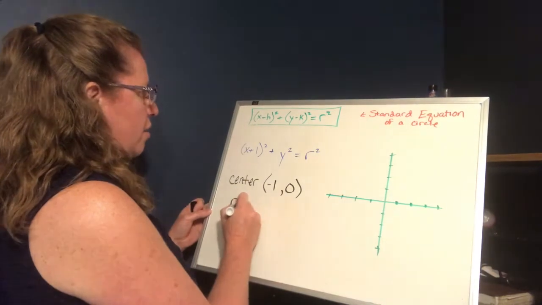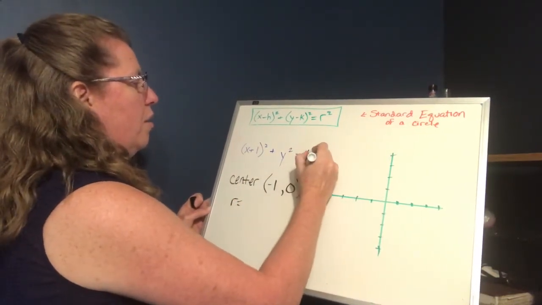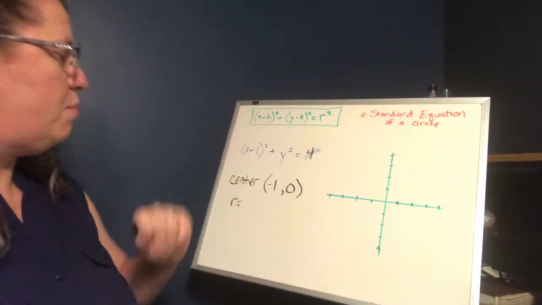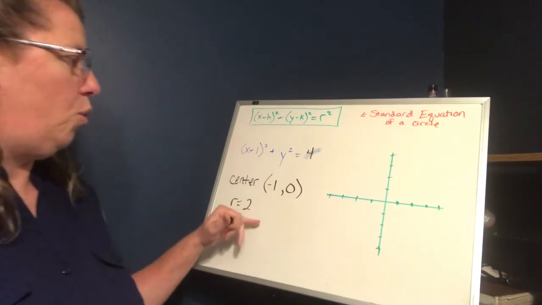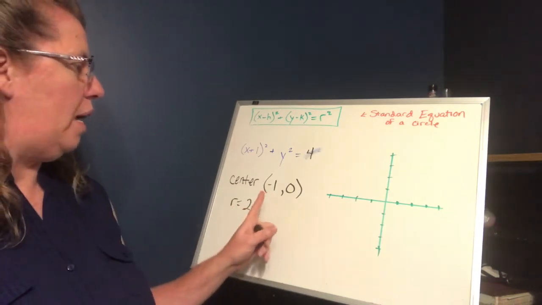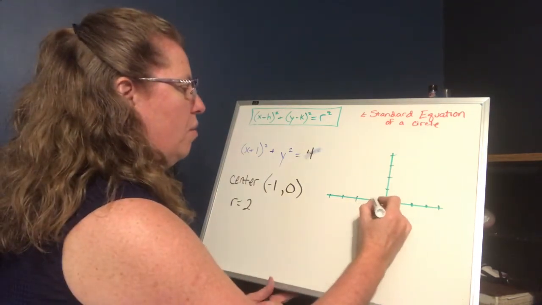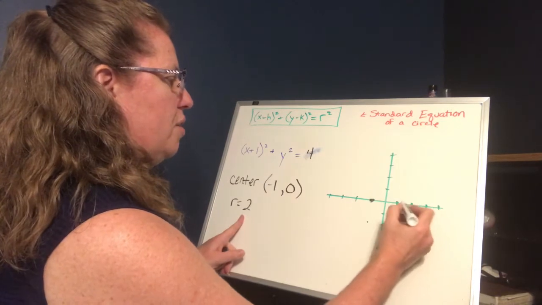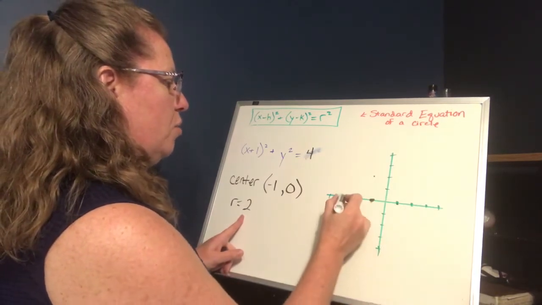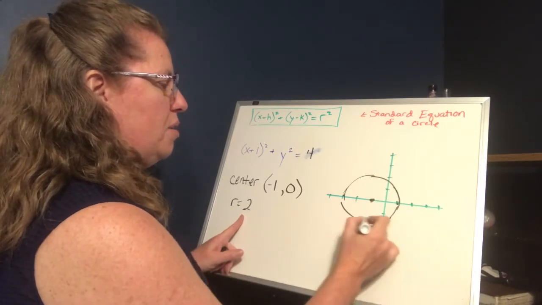My radius, and I forgot to put the number here, that doesn't work. Let's make it a 4. So that means my r squared is 4, so r has to be 2. My radius is 2. So we're going to draw our center at (-1, 0). And my radius is 2, so in every direction, I'm going to go 2, draw some little points there, and then sketch out my circle.